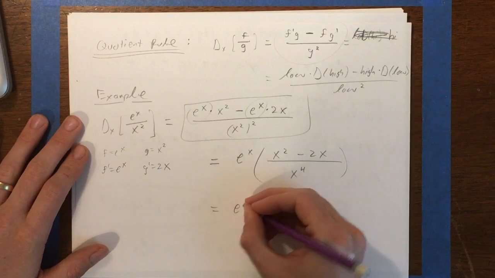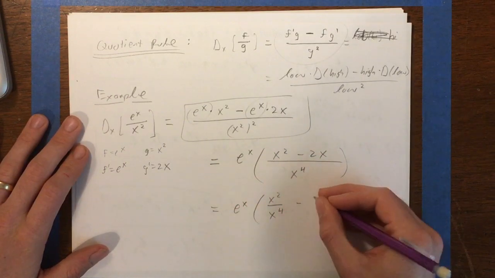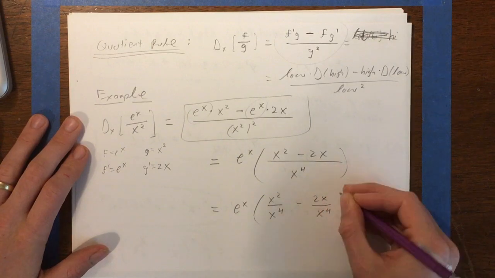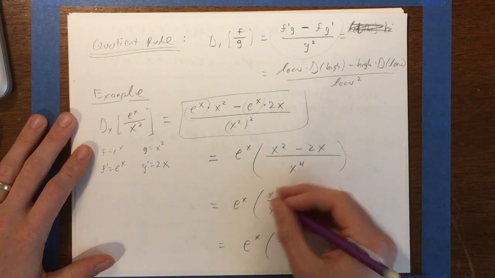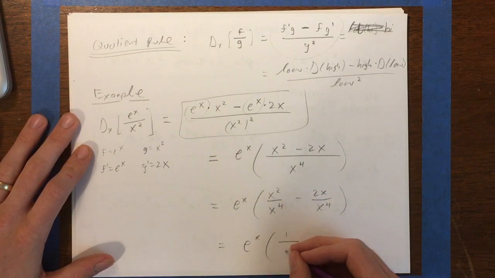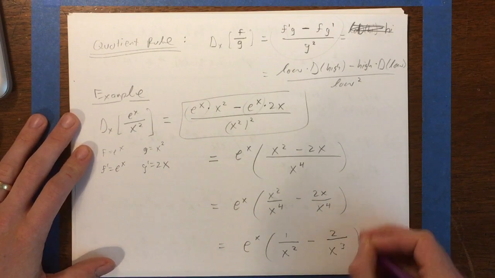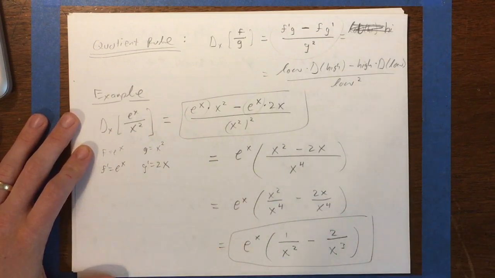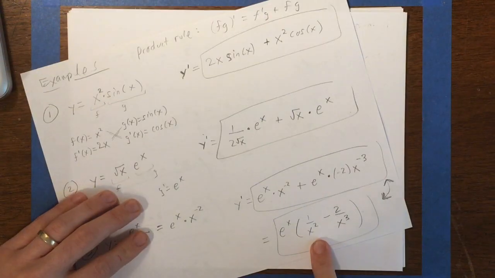Can't we just distribute the division by that denominator? Oh, hey, I think if we simplify this, x squared over x to the power 4 is 1 over x squared, and then if we cancel an x here, we get 2 over x cubed. Hey, that is actually exactly the same as the answer we got last time.